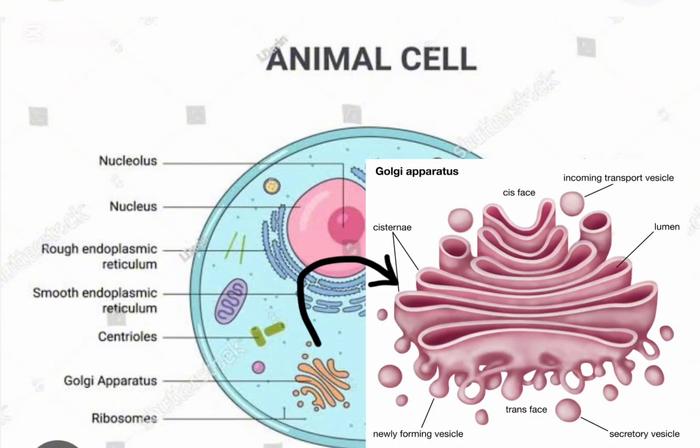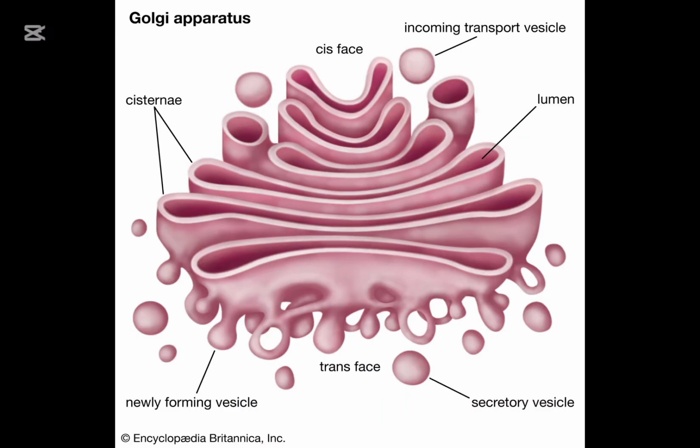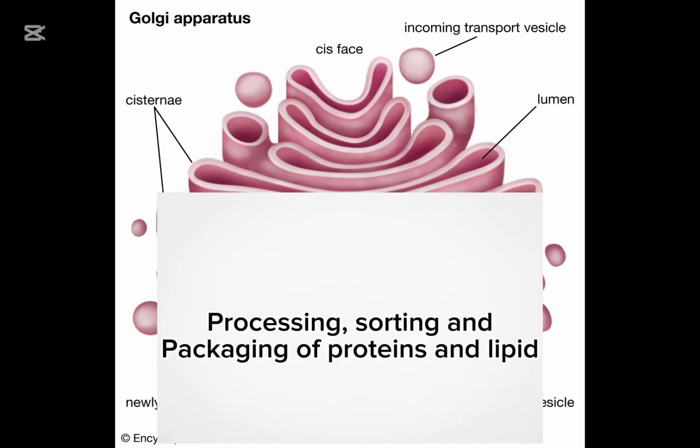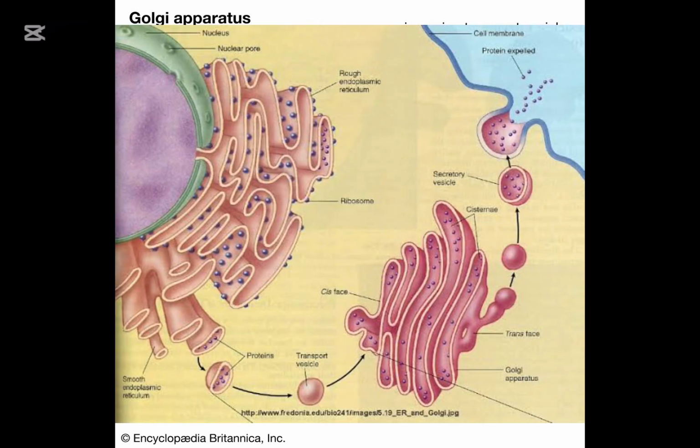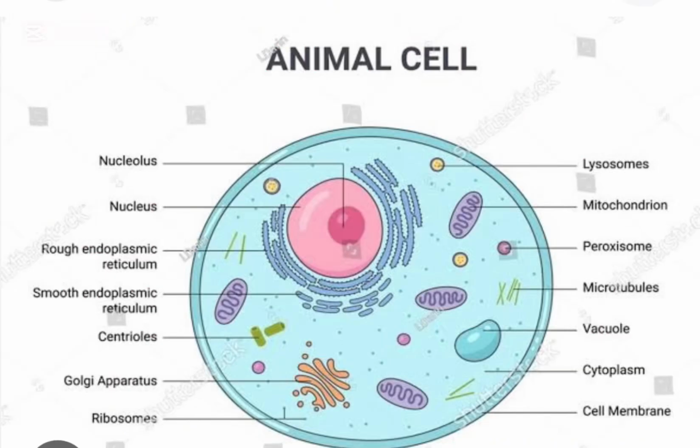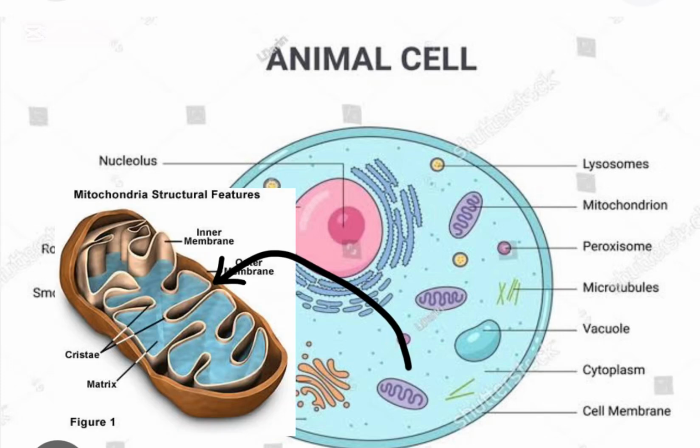Okay, the Golgi apparatus. The Golgi apparatus is also known as Golgi body, and it is responsible for the processing, sorting, and packaging of proteins and lipids, and transports these lipids and proteins to their final destination, which can be the lysosome, the plasma membrane, or even secretion from the cell. So quickly, let's talk about the mitochondria.